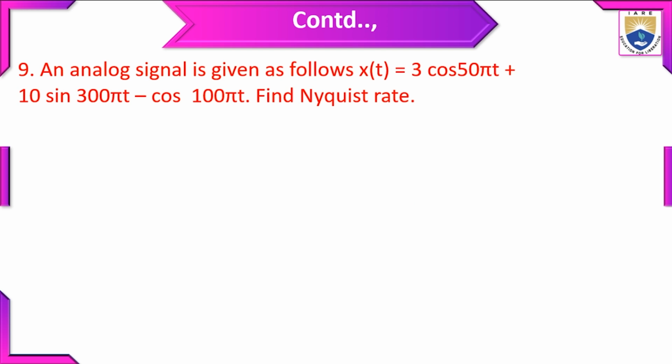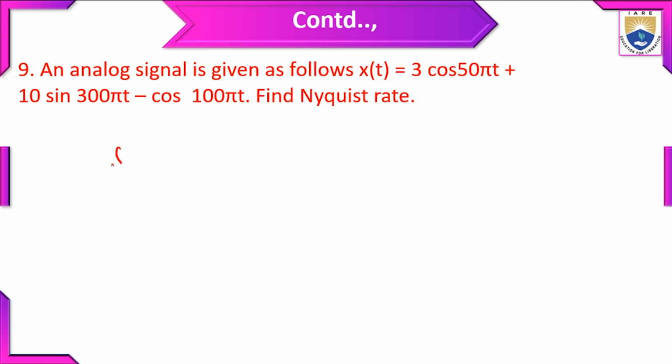And this one, the last one. An analog signal is given as follows. X of t is equal to 3 cos 50 pi t plus 10 sin 300 pi t minus cos 100 pi t. Find the Nyquist rate. So this is a compound signal. You can consider each individually and find the highest frequency. Then you use this highest frequency to get the Nyquist rate.